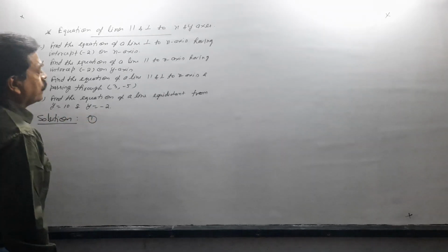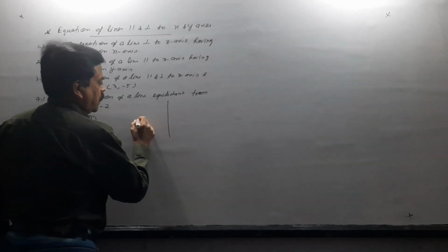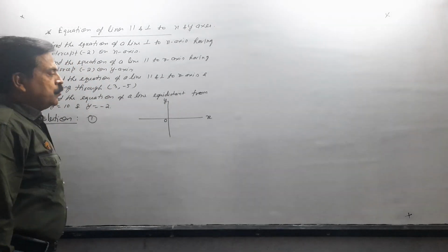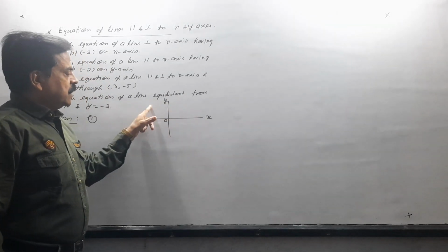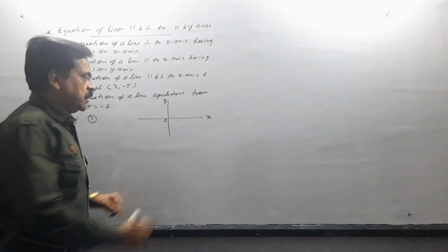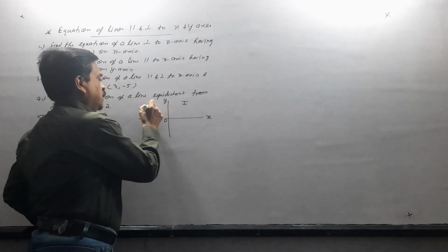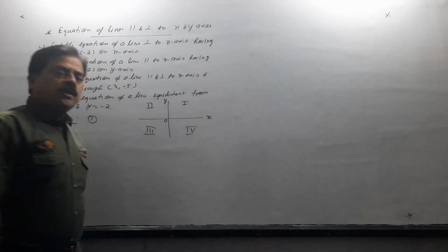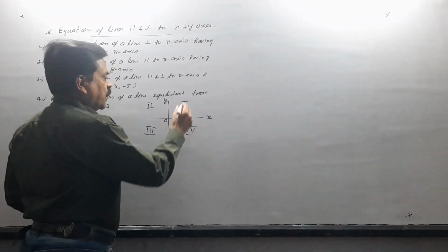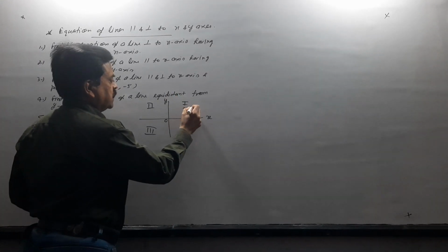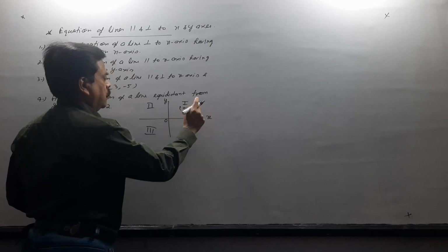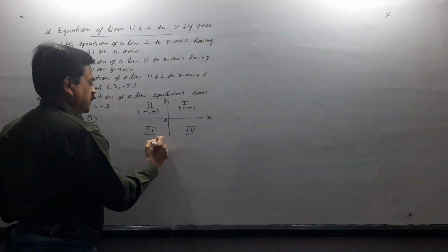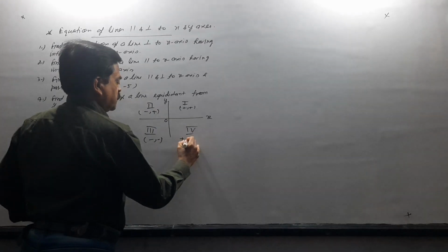First question. First we draw a coordinate system. X axis, y axis, origin. As we know, this is called first quadrant, second quadrant, third quadrant and fourth quadrant. Sign of coordinates in first quadrant be plus, plus; second quadrant minus, plus; third quadrant minus, minus; and fourth quadrant plus, minus.